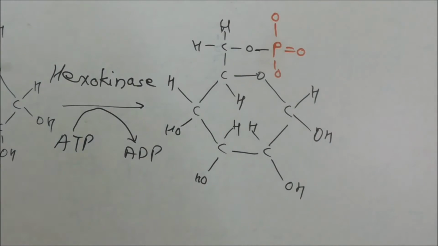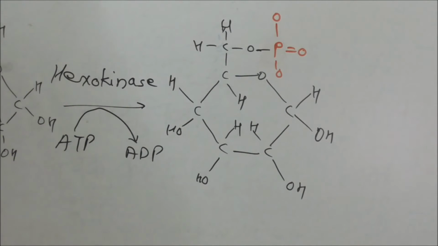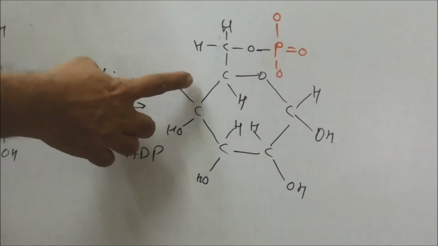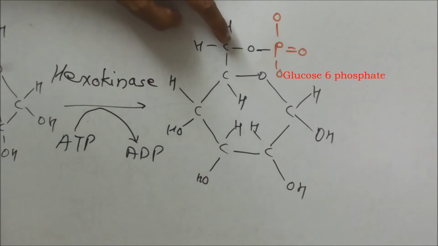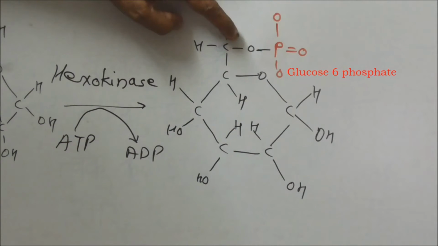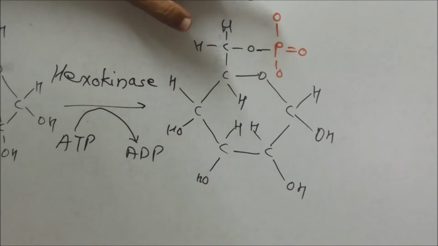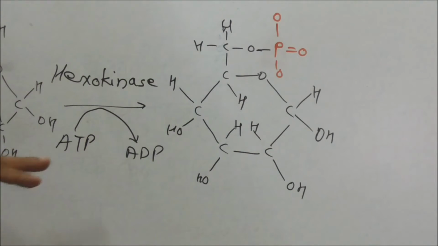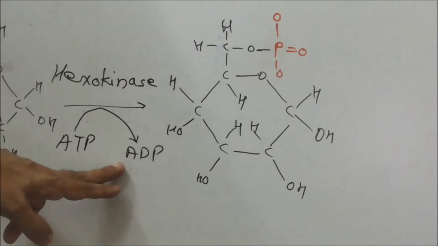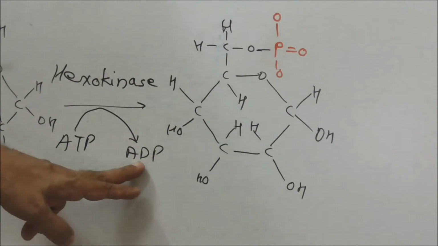So after phosphorylation, that is after addition of phosphate, the glucose molecule is converted into glucose 6-phosphate. That is, the phosphate group is attached to the 6th carbon atom here. Glucose 6-phosphate it becomes, after the action of hexokinase and after ATP gives out a phosphate group to become ADP.